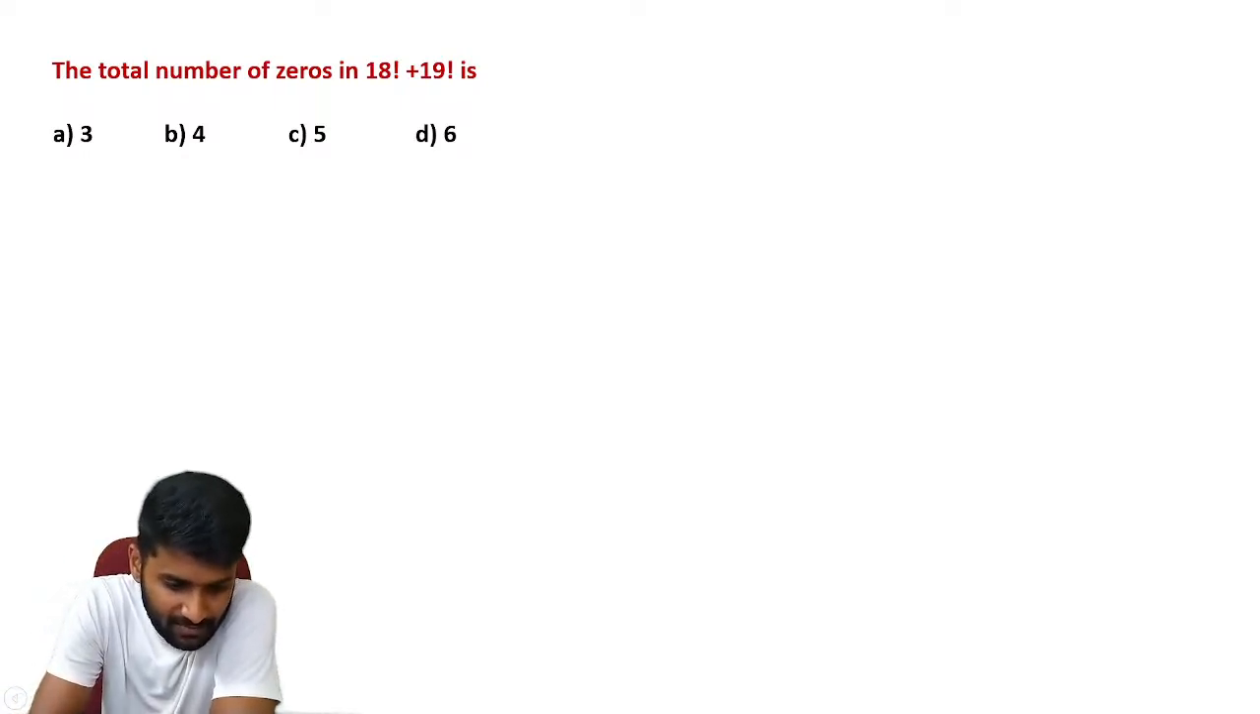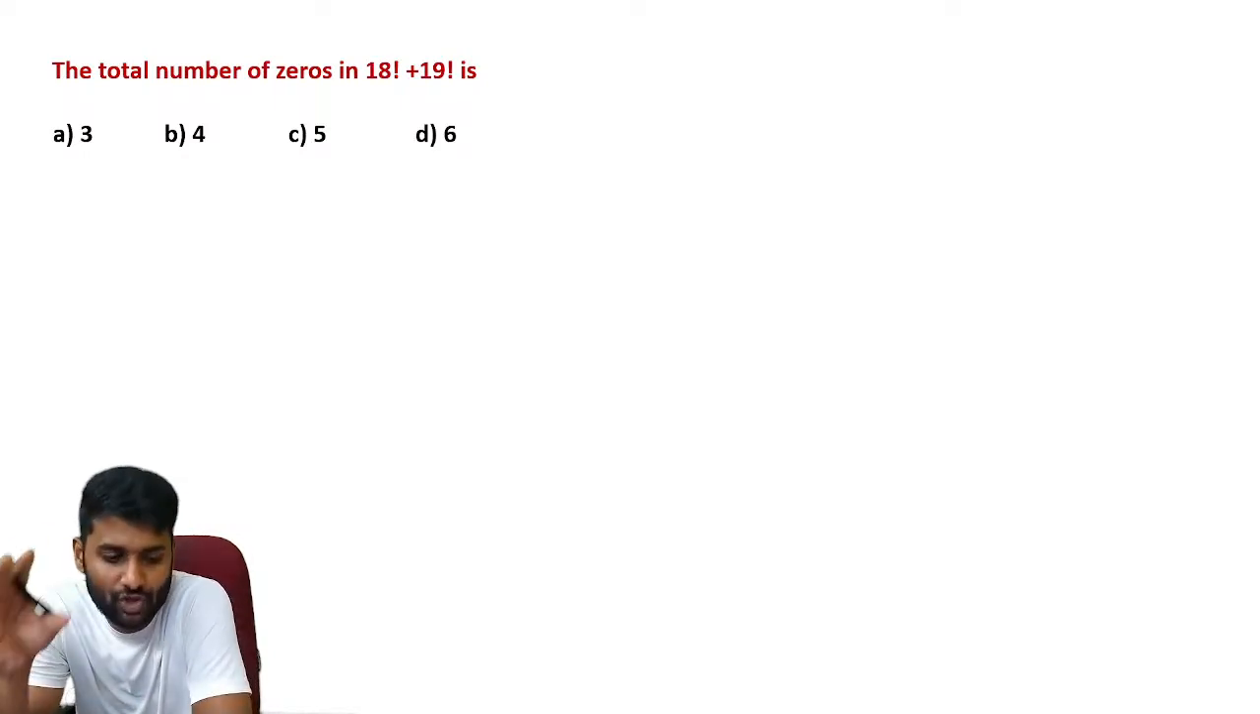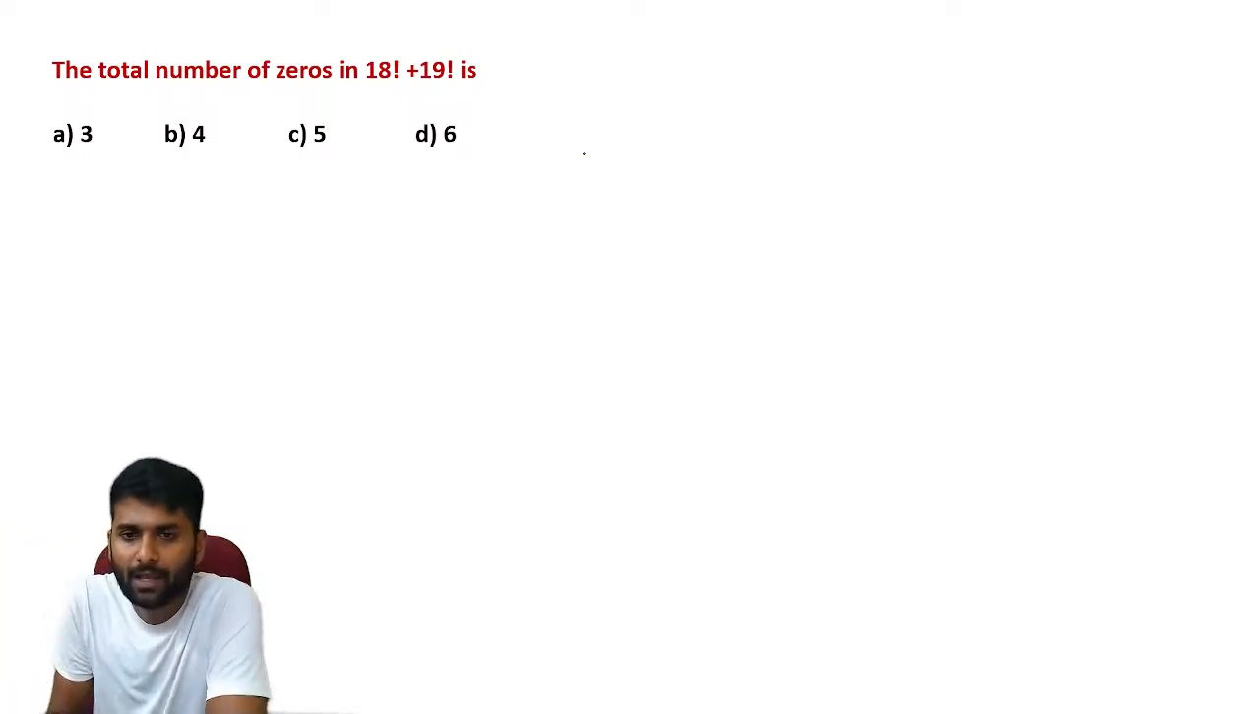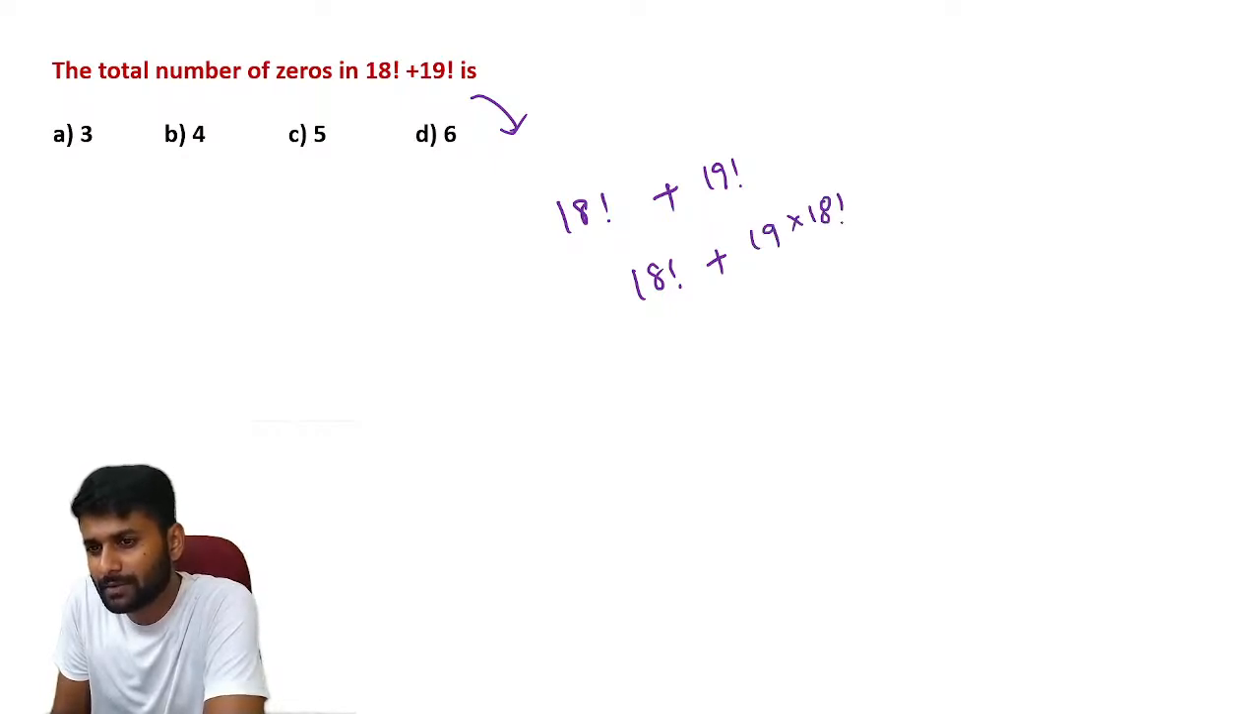Find the number of zeros. Guys, remember that in any factorial concept, the number of zeros depends on the number of 5s. Let's go through this information. 18 factorial plus 19 factorial. I can take 19 into 18 factorial, then 18 factorial is common, then 1 plus 19. Finally, 18 factorial into 20.